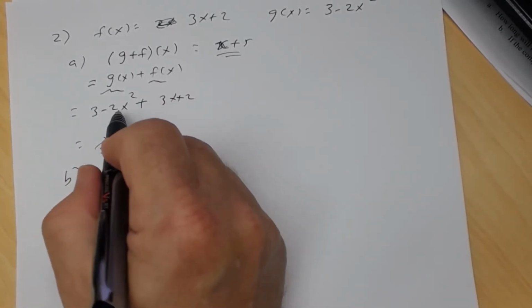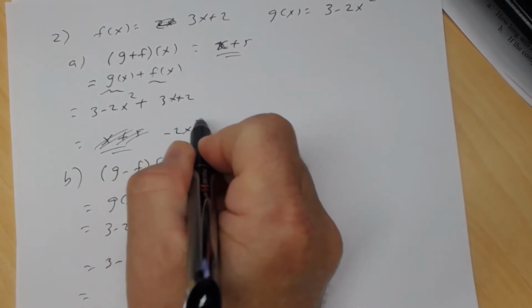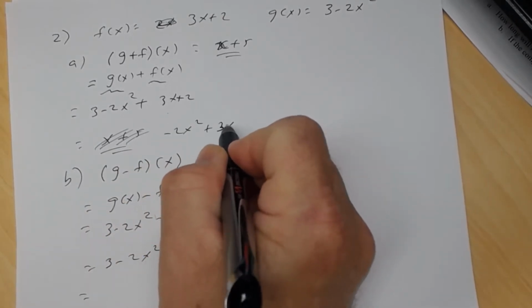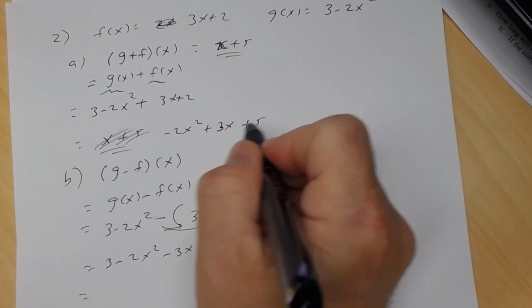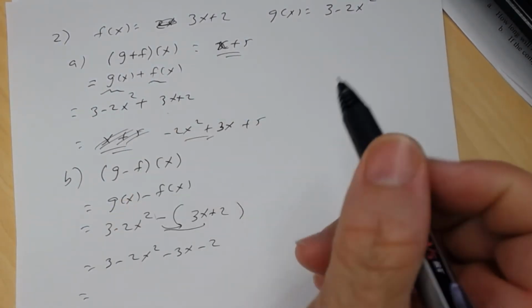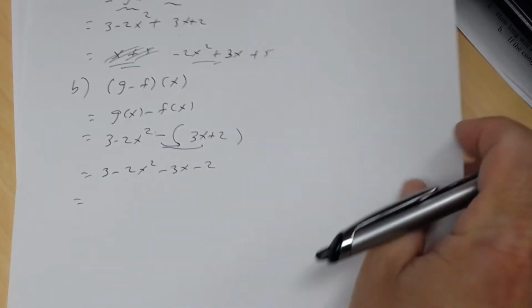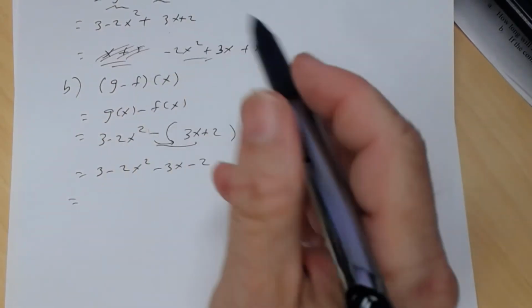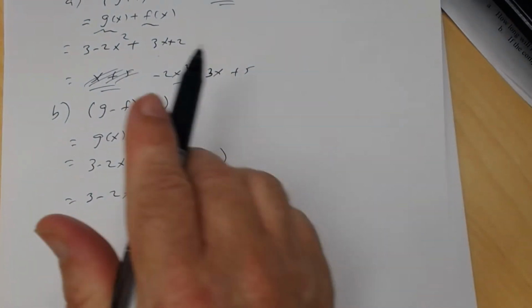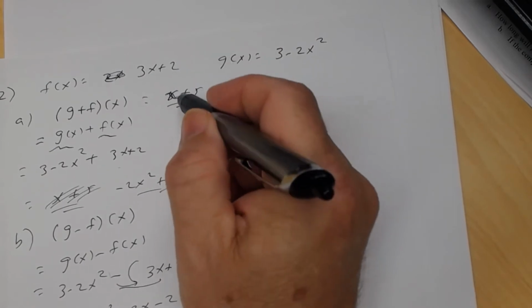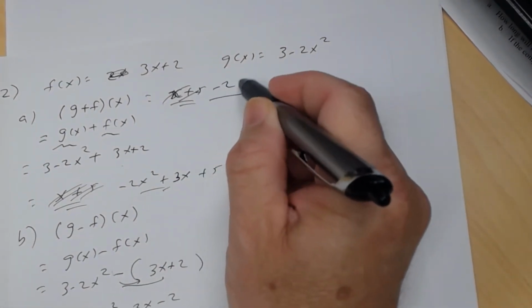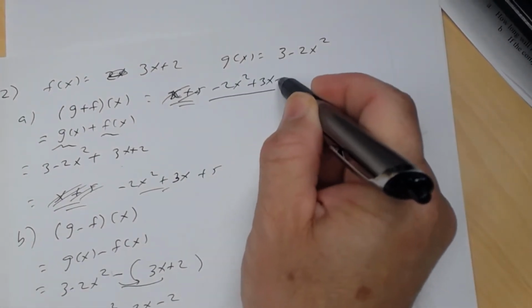Combine like terms, I get a negative 2x squared plus 3x, and then 3 and 2 is 5. I just realized that I did not put the x squared. So you've got to be careful. If you're not careful, you're going to forget about all these little parts right here. So that's the answer for that. So the answer for this would be negative 2x squared plus 3x plus 5.